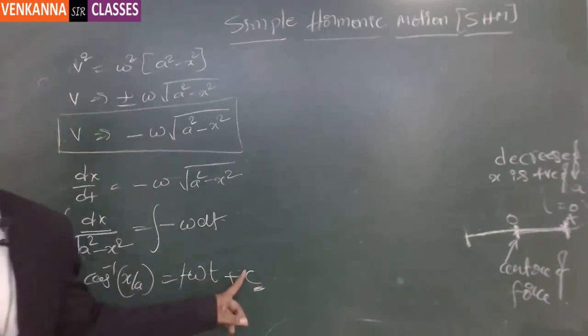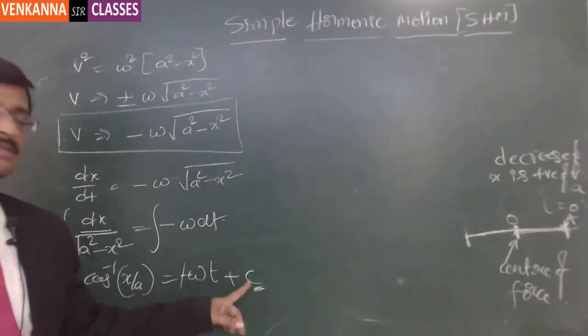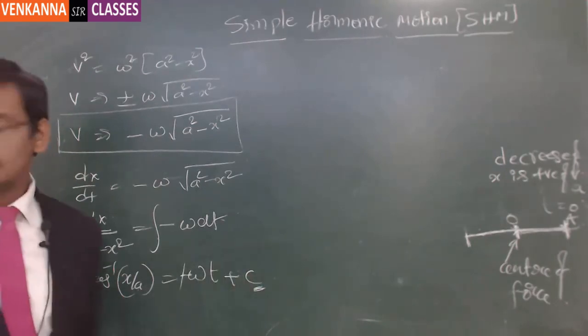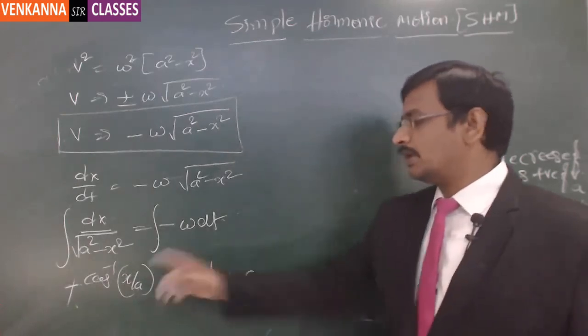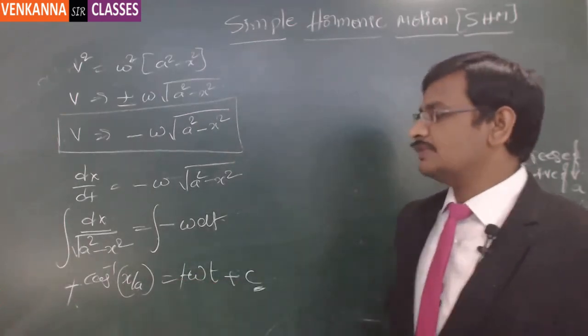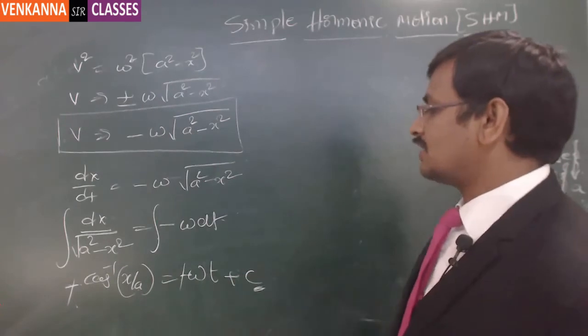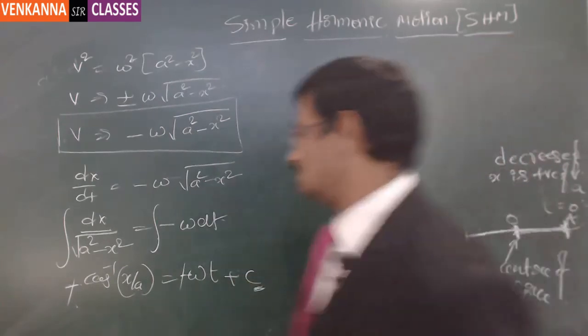So this is just the sign for the constant, which you can ignore because it is an arbitrary constant. That constant can be a positive value or a negative value depending upon your selection. It won't make any difference after the cancellation of this sign. Now, cos inverse of x by a is equal to omega t plus c.